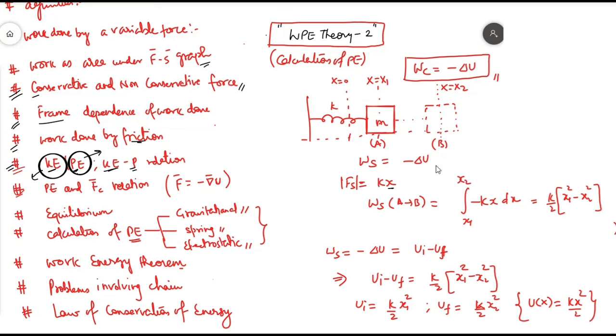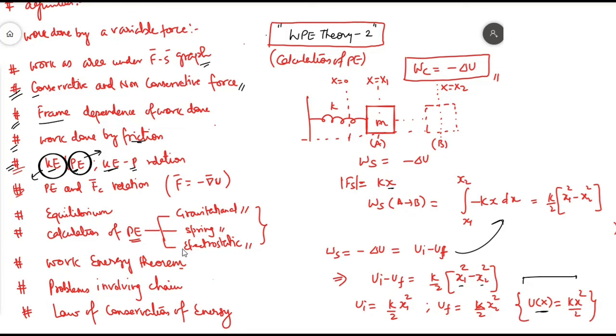Now from the formula, we have work done by the spring is equal to minus delta U, and this minus delta U is nothing but Ui minus Uf. So I can relate this equation with this equation, and Ui minus Uf goes to k by 2 (x1 square minus x2 square). So this is the initial position and this is the final position. So you can again get Ui is going to be k by 2 x1 square, and Uf is going to be k by 2 x2 square. So the general formula is going to look like k by 2 x square, or half k x square. So this is the potential energy function of a spring.